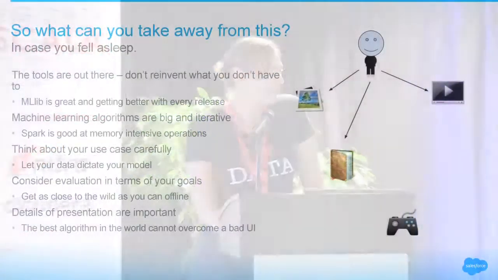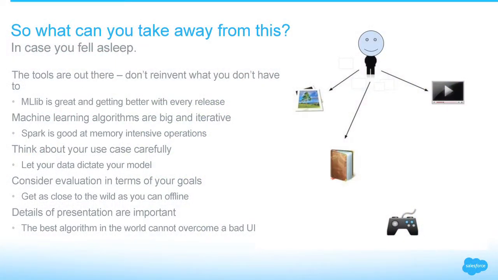Right. So in case anyone zoned out, I'll just summarize what I was saying. The important thing is the tools are out there, so don't reinvent the wheel. If you can use someone else's library, use it. You can always add more to it, but it's silly to spend time rewriting things that have been written a million times. Machine learning algorithms are big and iterative, and Spark is actually really good at these kinds of processes, much nicer than trying to do them in Hadoop, in my experience.